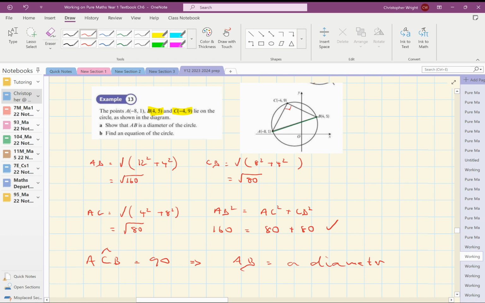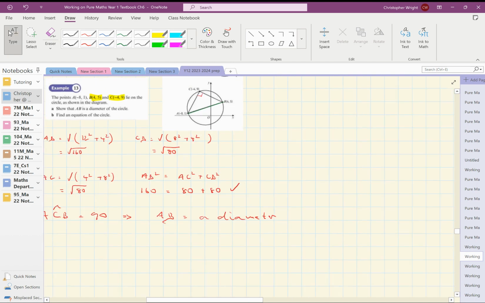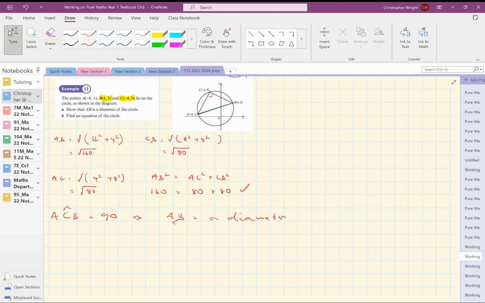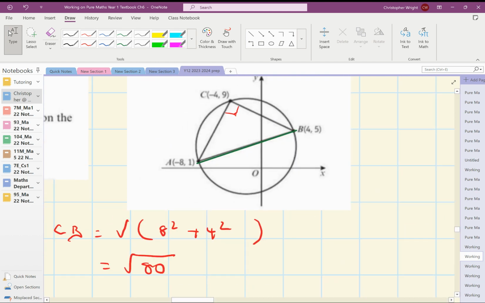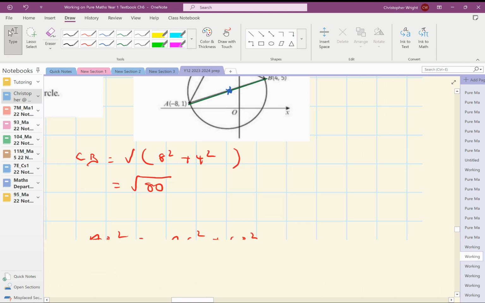Right, so AB is the diameter. Now I've got to find the equation of the circle. To find the equation of the circle, I need the centre of the circle and the radius of the circle. How to find the centre of the circle? Well, if AB is the diameter, then the centre of the circle is the midpoint of AB. And the radius of the circle is half of AB, isn't it?